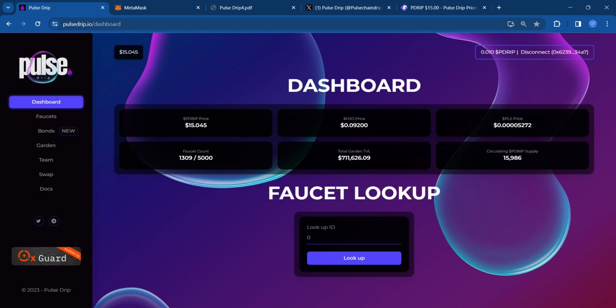Now, going over to the PulseDrip DApp, here's where we're sitting. There's the PulseDrip price. H2O is right around that 9 cent mark. And then PLS, a slight little bit of a rally, 405272. I know I had retraced back to 4048, somewhere around that range. And the faucet count has moved past 1,300 and is now at 1,309. So nice to see that we have blown past the 1,300 mark and people are still scooping up faucets.